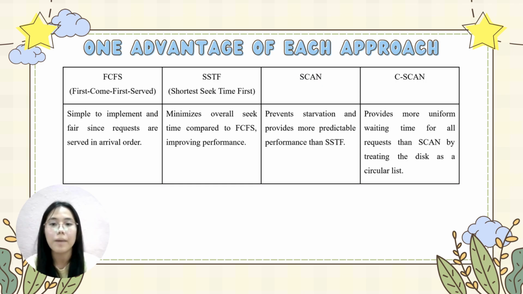The third part is about one advantage of each approach. For first come first serve, it's simple to implement and fair since requests are served in arrival order. For shortest seek time first, it minimizes overall seek time compared to first come first serve, improving performance. For SCAN, it prevents starvation and provides more predictable performance than shortest seek time first. For C-SCAN, it provides more uniform waiting time for all requests than SCAN by treating the disk as a circular list.